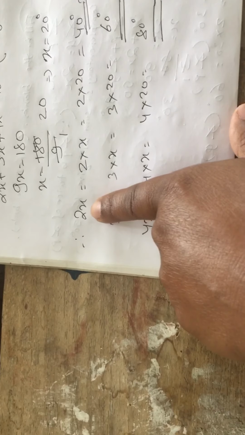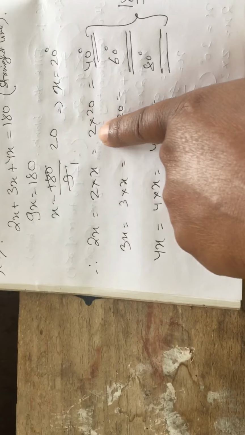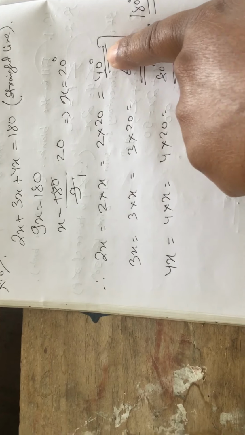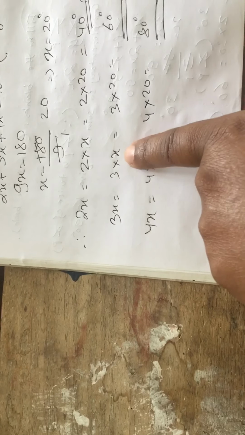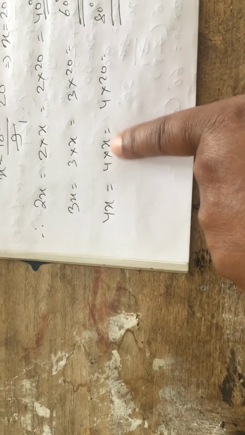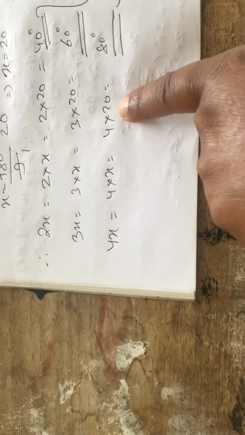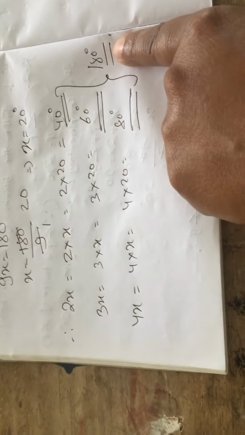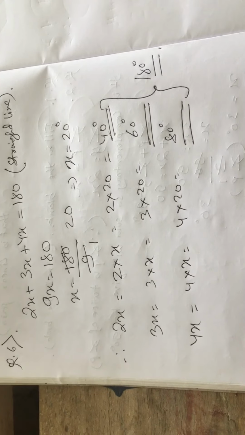So the first angle was 2x. 2x means 2 into x, that is 2 into 20. I have got already the value of x as 20, so that is 40. Second one is 3x, so that is 3 into 20, which is 60. And third one is 4x. 4x means 4 into 20, which is 80. Now if you see all these three angles, if I add, I'll get 180 degree. So this is the solution for question number 6.